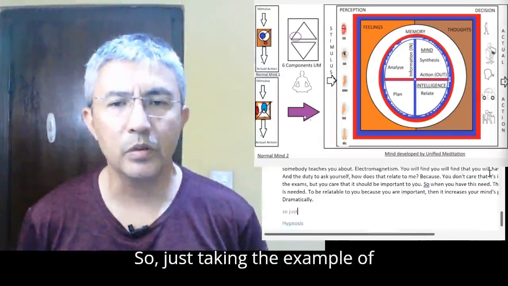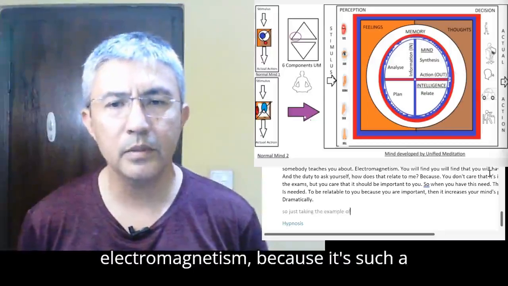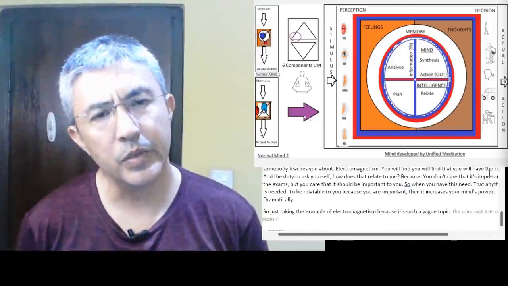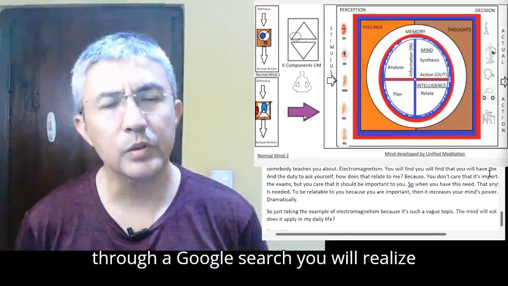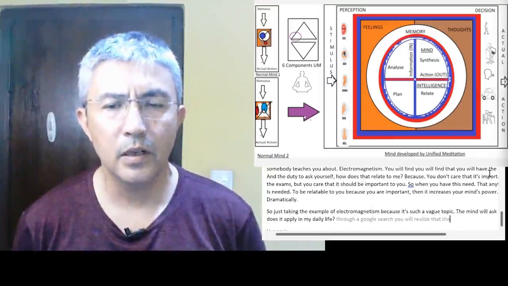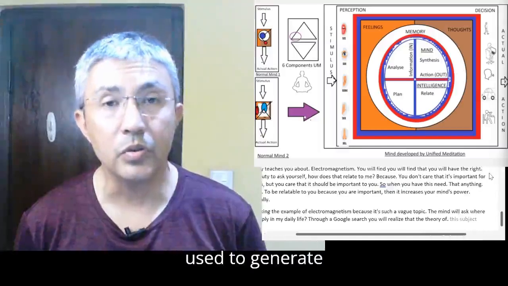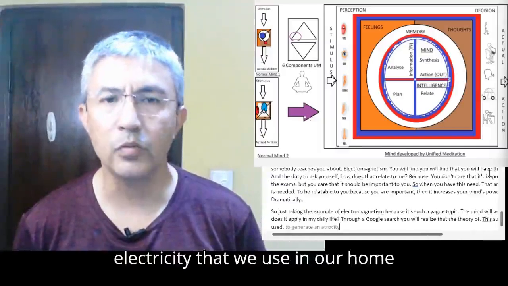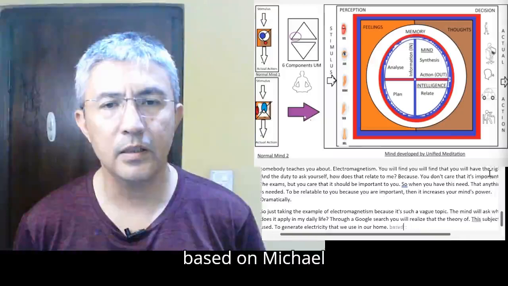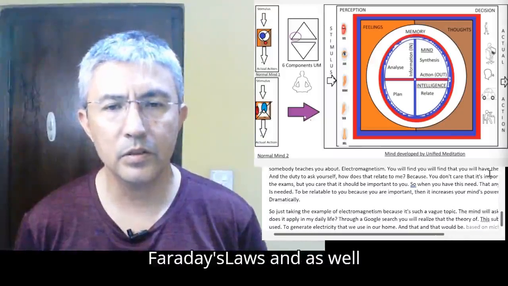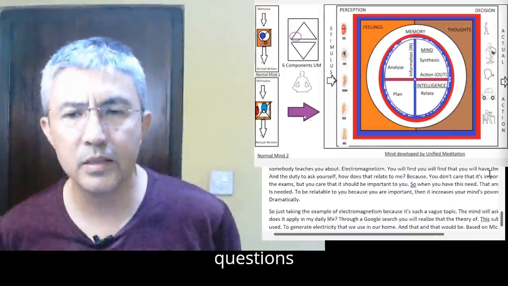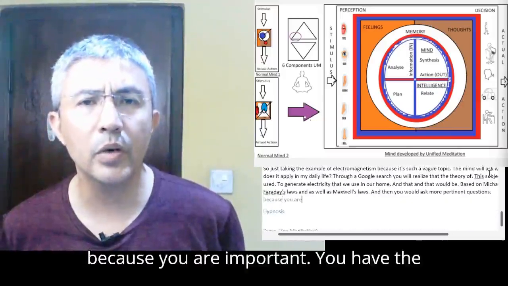So, just taking the example of electromagnetism, because it's such a vague topic, the mind will ask, where does it apply in my daily life? Through a Google search, you will realize that the theory of this subject is used to generate electricity that we use in our home, and that would be based on Michael Faraday's laws as well as Maxwell's laws. And then you would ask more pertinent questions because you are important. You have the right to know.